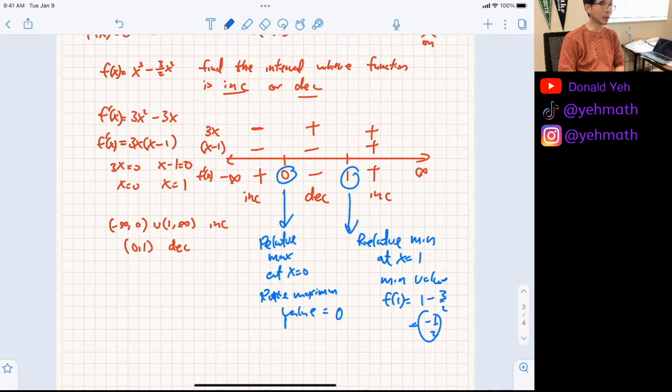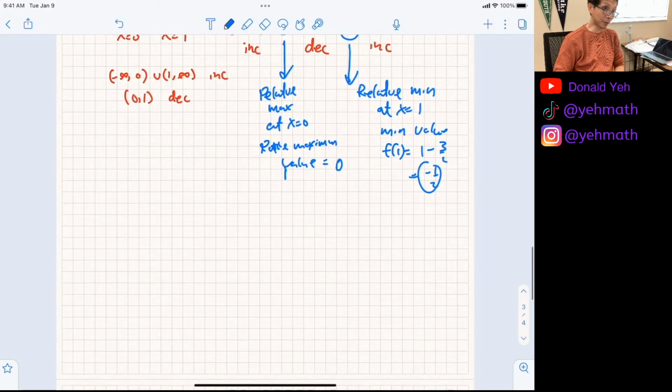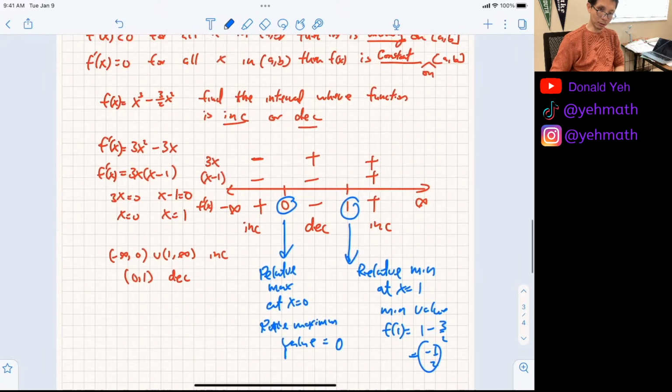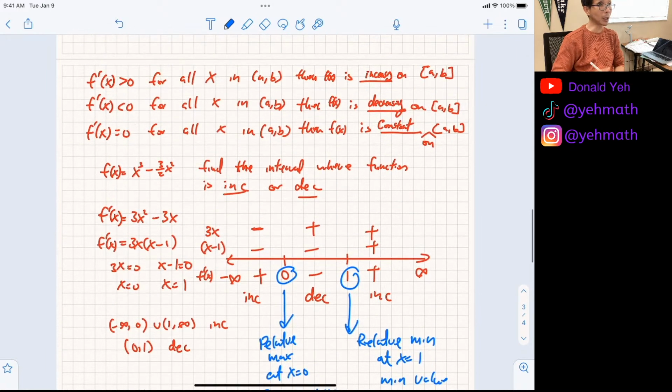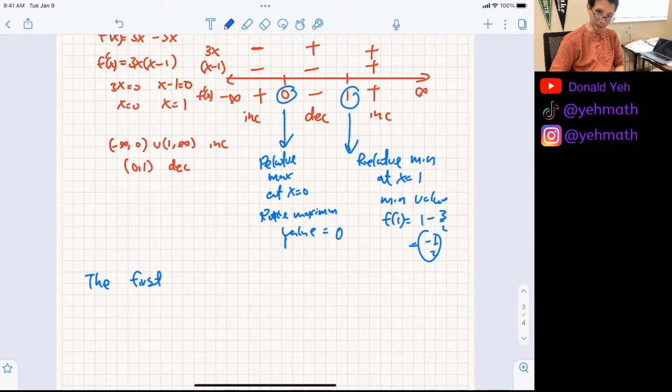Questions? Anything here? Am I going too fast or no? So let's talk about what the first derivative test is. Remember, the first derivative tells me increasing or decreasing, but that's not the first derivative test. Don't get confused. If I ever say first derivative test, it's whatever is in blue right now.